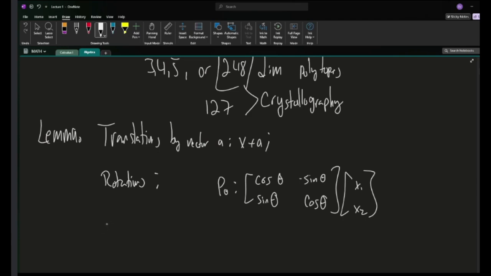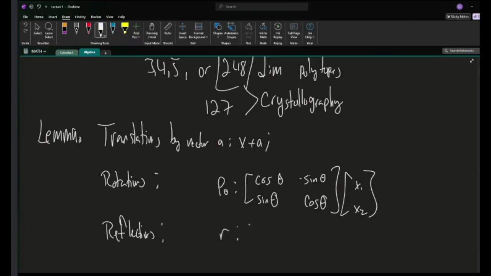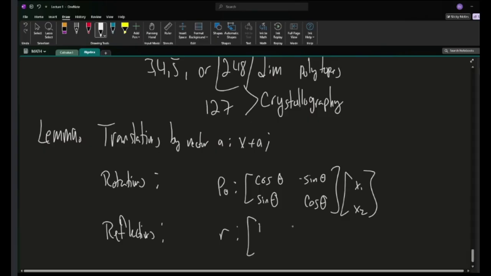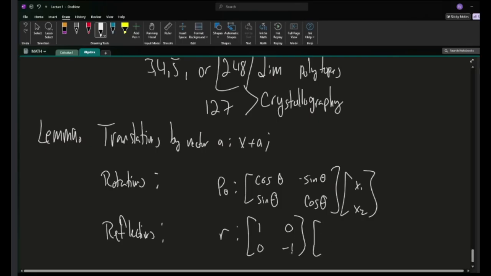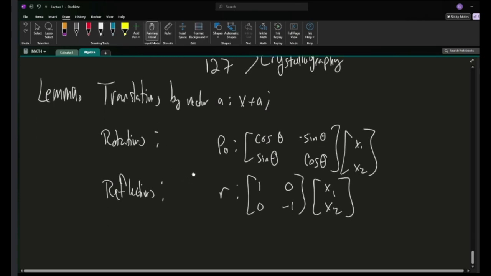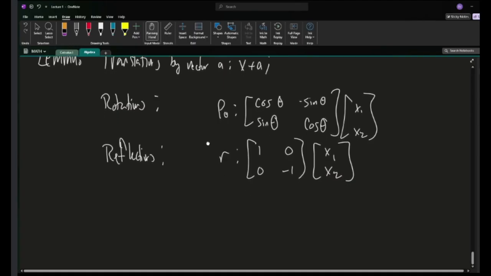And then we could also do reflections denoted by R, and we only have one element in this reflection, which is just 1, 0, 0, -1, which is similar to the identity map, except for reversing the last coordinate. And that's your 3 different types of rigid motions that we're specifically looking at.